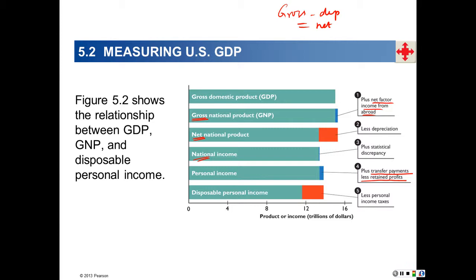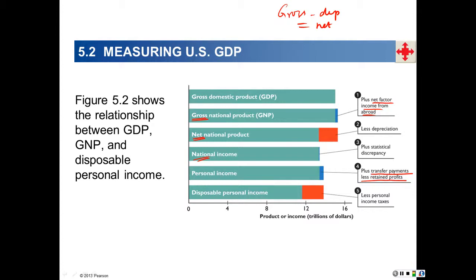If you add statistical discrepancy to net national product, you arrive at something called national income, which, by the way, is also a very commonly used phrase, national income. Now, from national income, if you add to this transfer payments less retained profits, and I'll explain that in a second, you arrive at what's called personal income. Okay? And let me talk about that for a second.